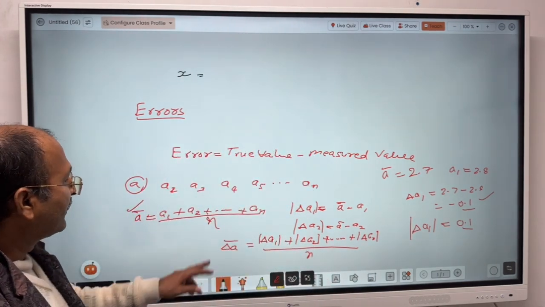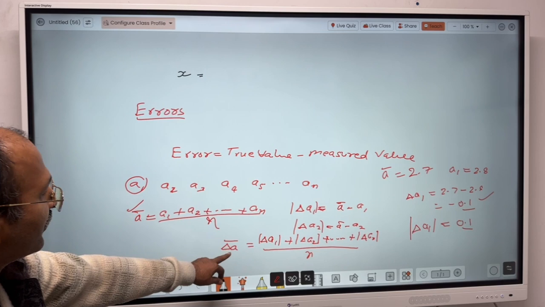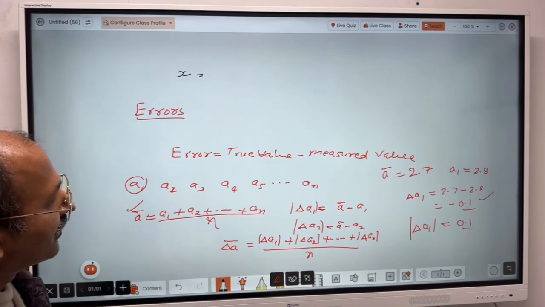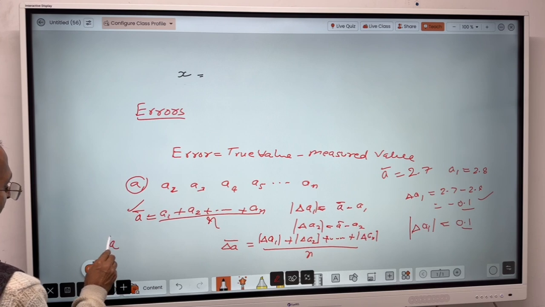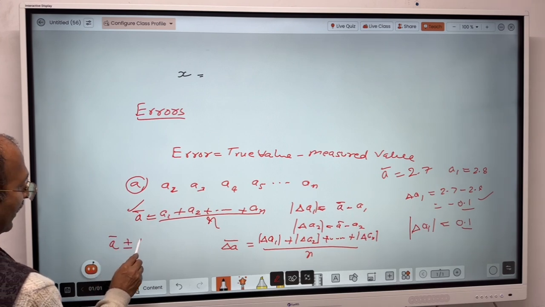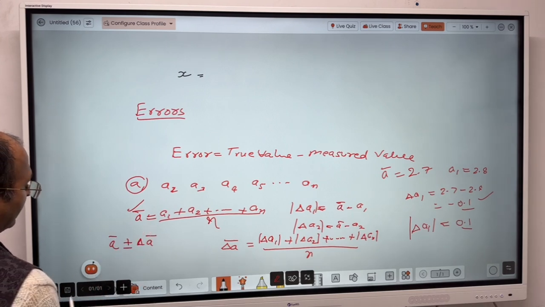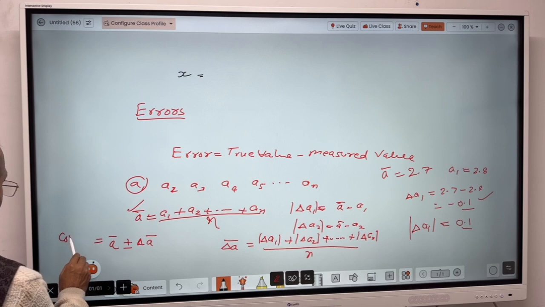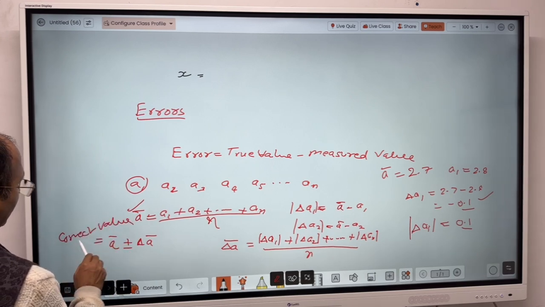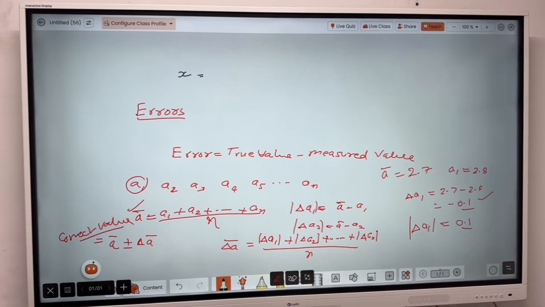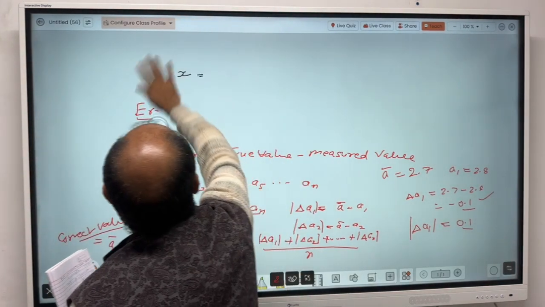Now we have got A bar, we have got delta A bar. So the correct value will be A bar plus minus delta A bar. So this is the correct value. We will try to understand it by taking a numerical example. So let's see.